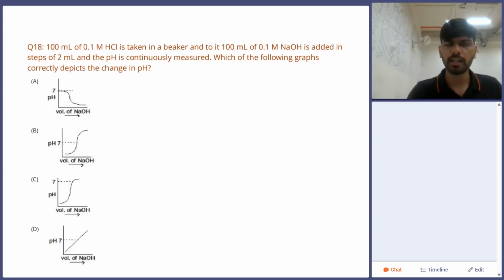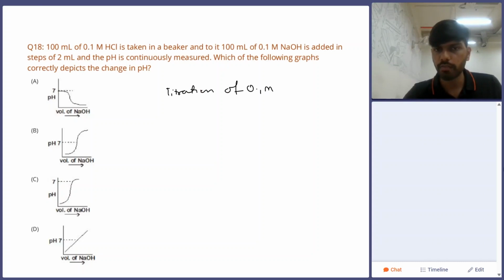Next question. 100 ml of 0.1 molar HCl is taken in a beaker and to it 100 ml of 0.1 molar NaOH is added in steps of 2 ml and the pH is continuously measured. Which of the following graphs correctly depicts the change in pH? So students, here first of all what we have to do, we have to look at the graph very carefully. Okay, so this is A, B, C and D. First of all, here in this graph, if you look at it very carefully, we can say titration is going on, titration of 0.1 molar HCl with 0.1 molar NaOH.